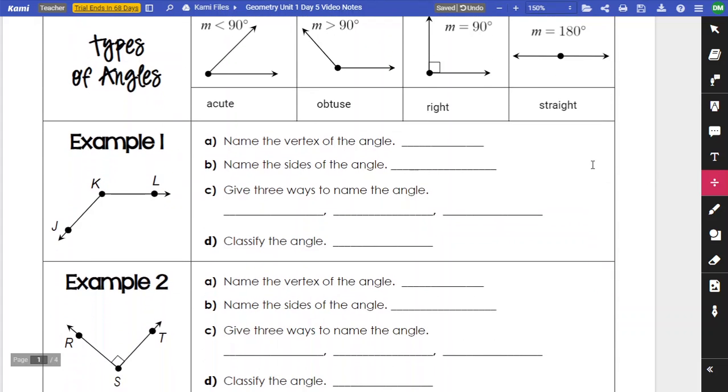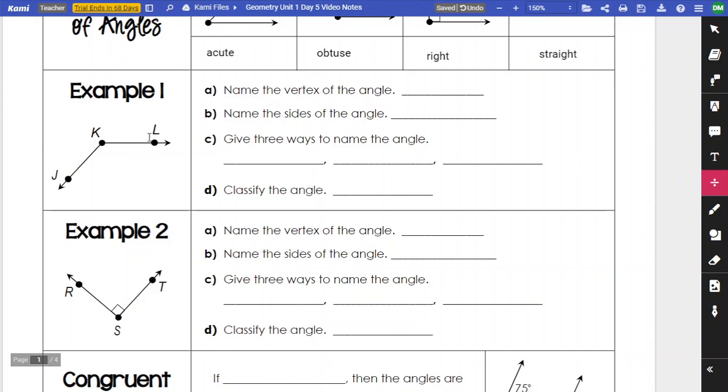Alright, let's look at some examples here. In example 1, we've got this angle here with J, K, and L. We want to name the vertex. The vertex is the common point, so I'm going to use a capital K, because a vertex is still a point, so we need to use a capital letter. We need to name the sides of the angle, and the sides are rays, and the rays both have an endpoint of K. So we've got KJ, and we've also got KL.